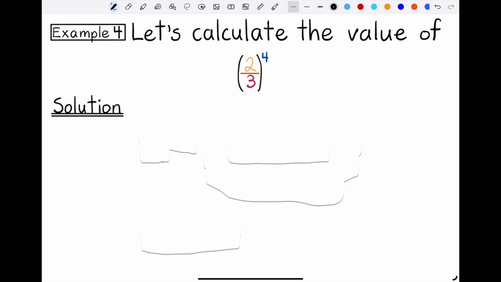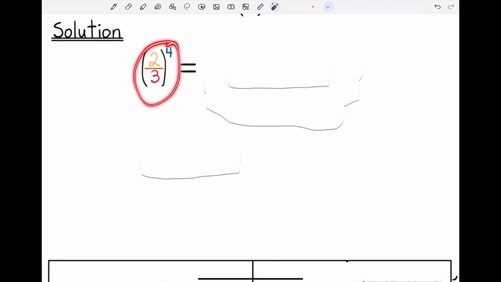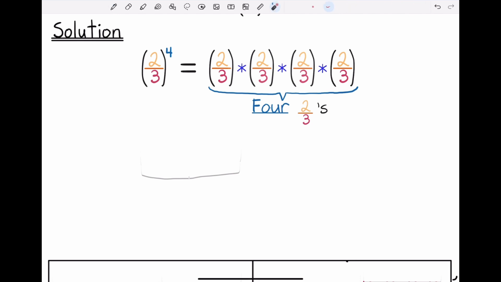Let's calculate the value of 2/3 to the fourth power. So to begin our calculation, we need to expand this exponential expression. And since our base is 2/3 and our exponent is 4, that means we're multiplying four 2/3s together. So after we expand, our expression would look something like this. And now we're multiplying 4 fractions together.